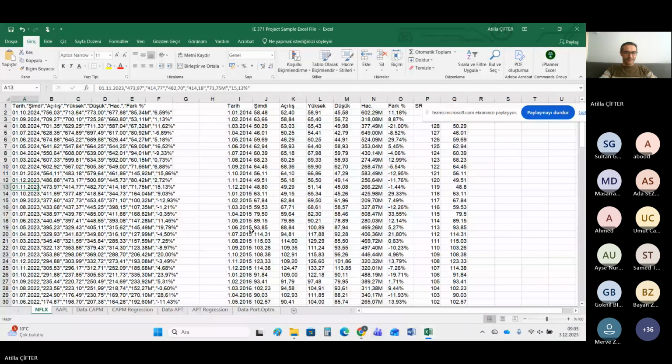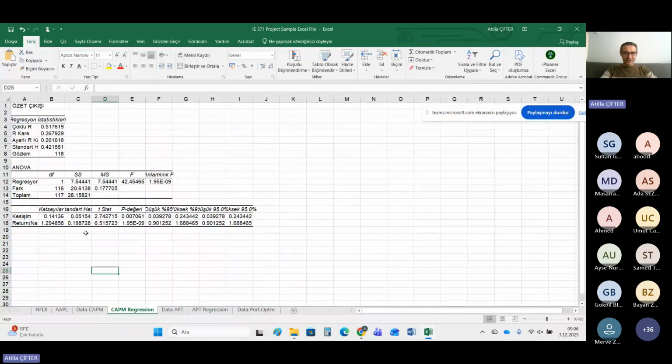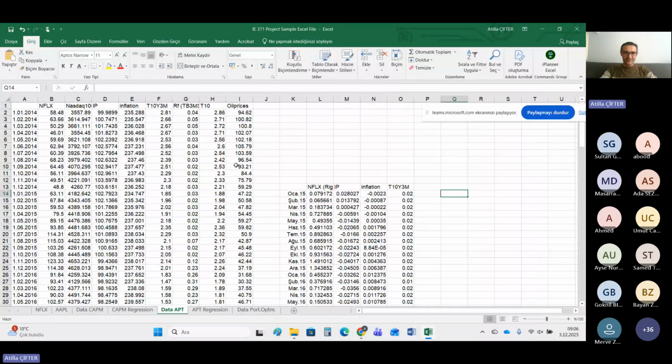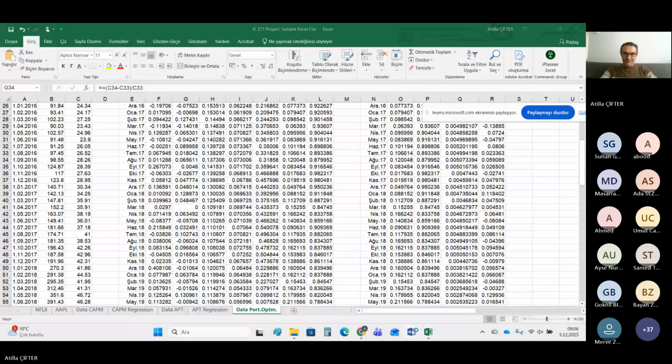And then here we see how we can estimate the capital asset pricing model, and the regression output, and how we can estimate arbitrage pricing theory, which means that we use macroeconomic factors to forecast individual stock returns. Then this is its regression. And then let me open our project firstly.